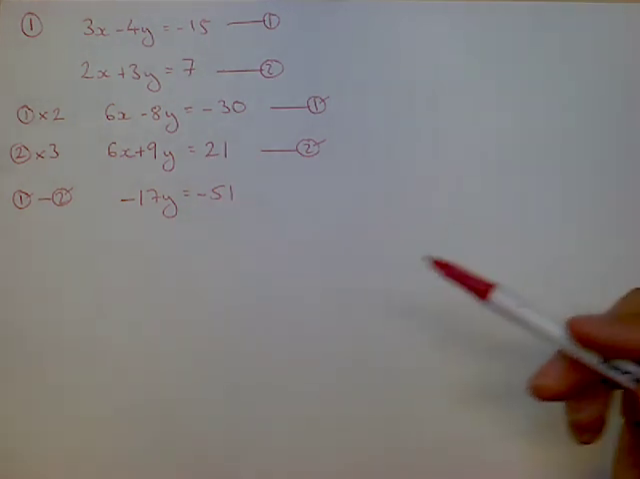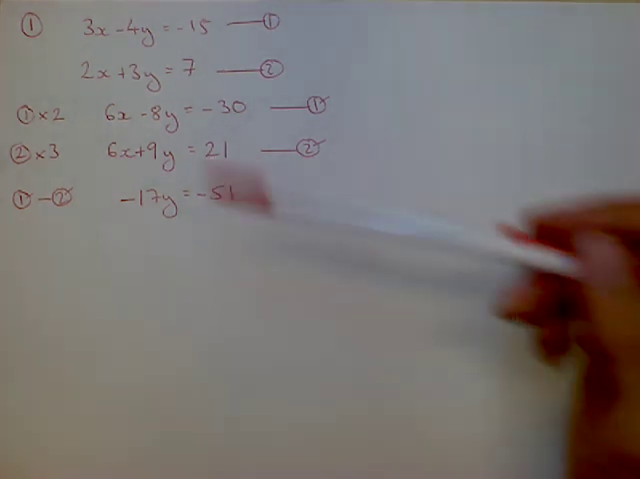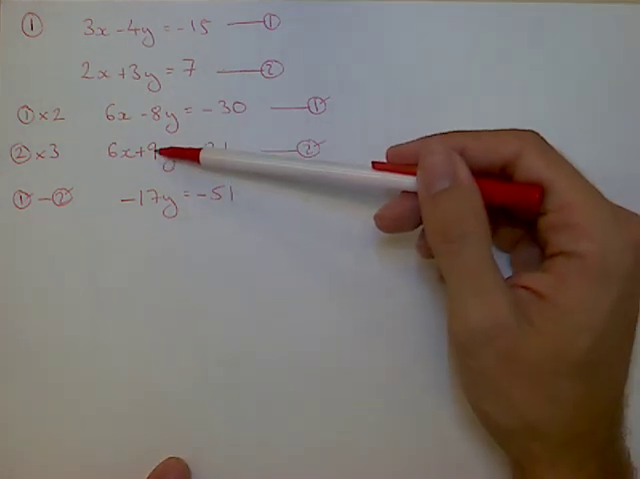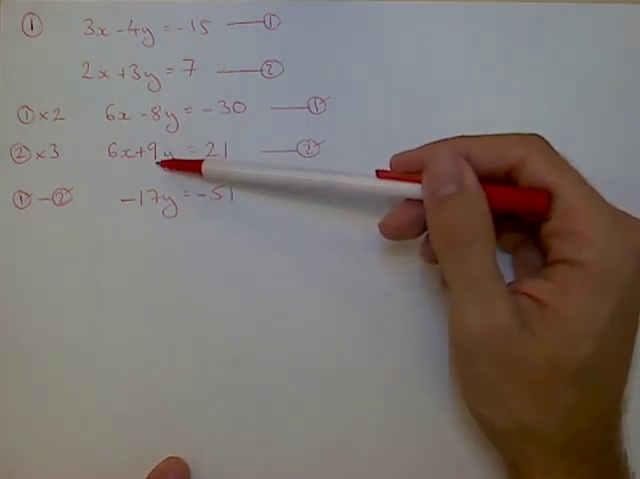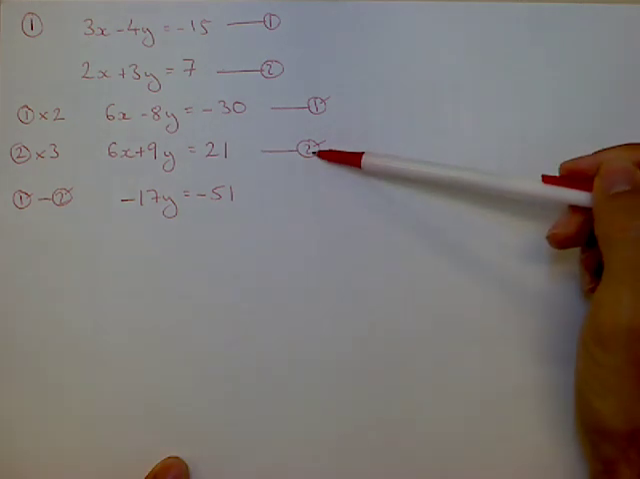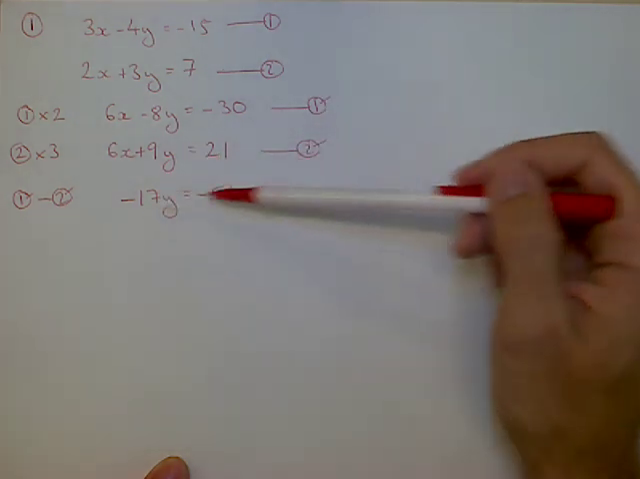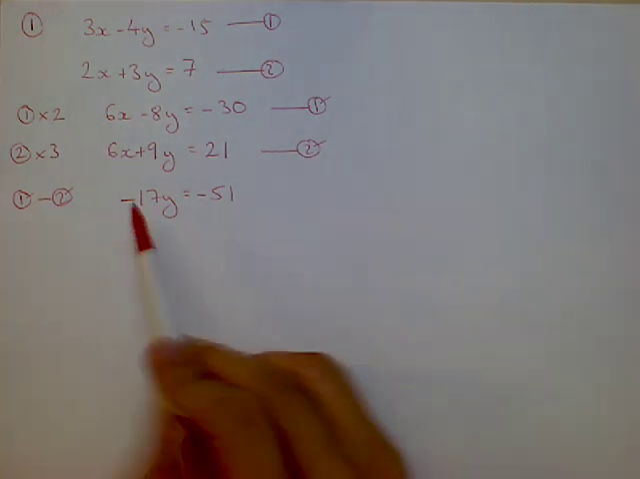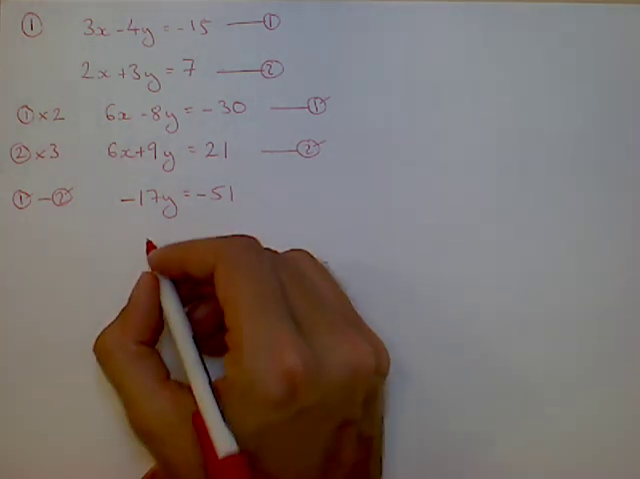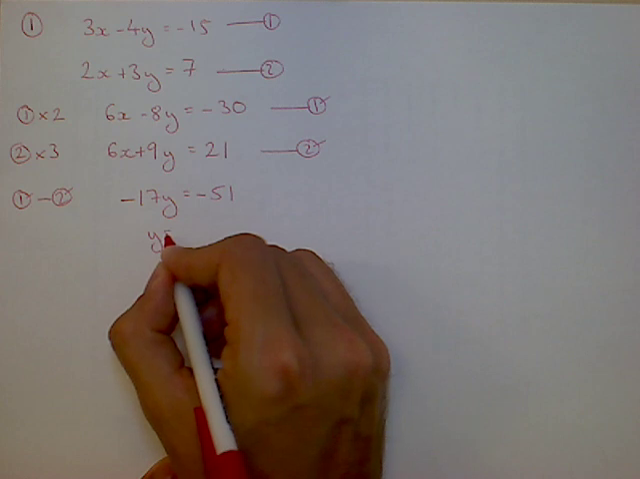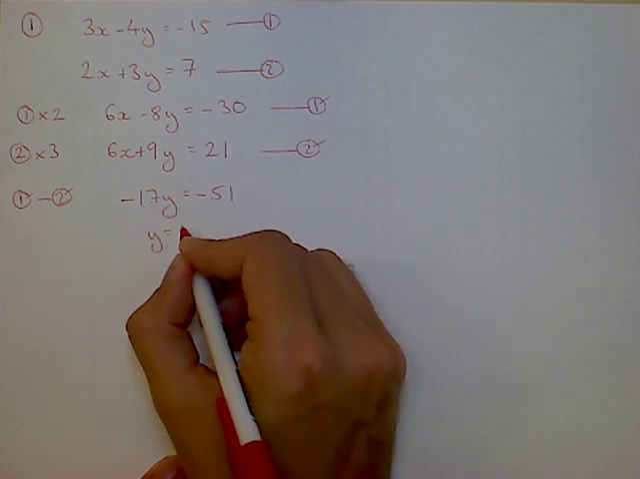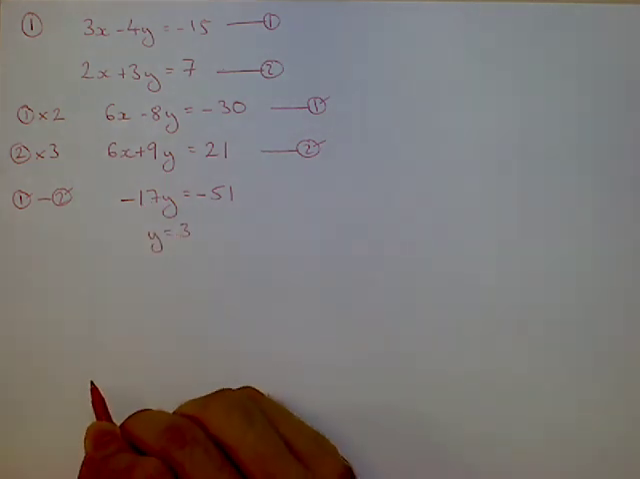We didn't have to do it in that order. If we'd spotted that we had a greater amount of y's on the second equation, we could have done equation 2 and taken away equation 1, and then that would have led us to having positive numbers, which might be easier. What we now need to do is divide both sides by minus 17. So minus 51 divided by minus 17 is going to be positive 3.